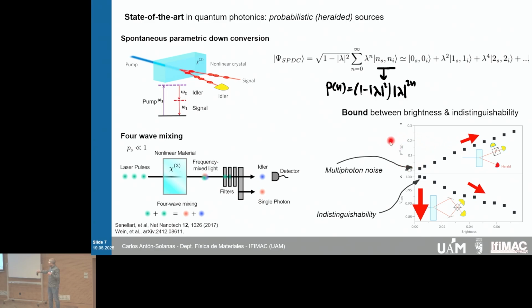So you can see here this g2 experiment that tells you how much multi-photon noise you have, and you see that the harder I pump my crystal, the brighter I make it, the worse this g2 is, meaning that I'm increasing the multi-photon noise. And of course, at the same time, if I'm testing the indistinguishability as a function of the brightness, you will see as well that the indistinguishability decreases. So you have a bound between the brightness that you can get and the indistinguishability of your single photons. The idea is to look at a different type of technology in which this bound is free. You can have a brightness of 1 and an indistinguishability of 100% as well. Okay.